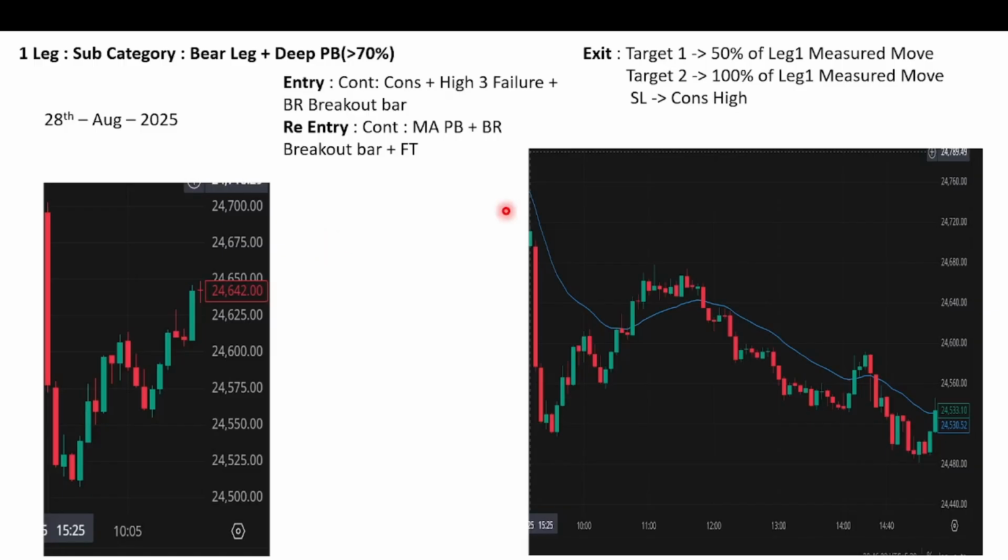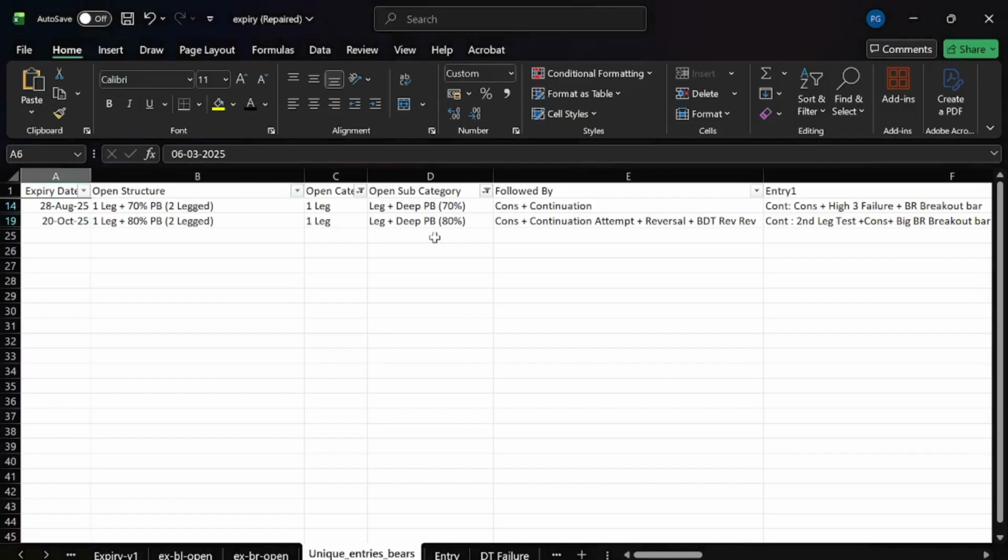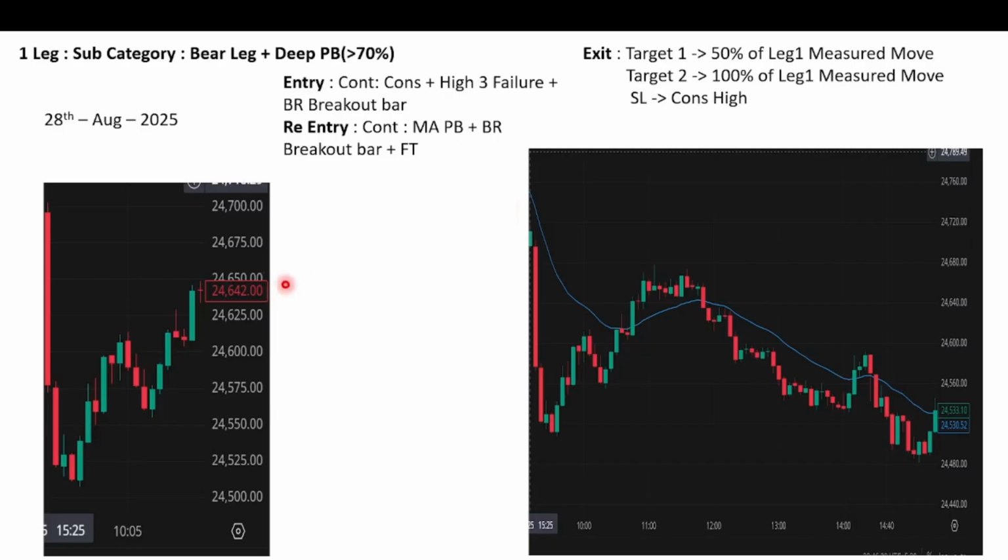But if we follow the rules, and if we had looked out for the rules and the scenarios that I have mentioned in the start of this video, you can actually take good profit from both of these days. So one is 28th August, bear leg followed by deep pullback of the bulls, which is almost 70% of the pullback, and this pullback is 2-legged. Whenever the pullback in any one direction is greater than 50%, then you should be open to look for the trades in the opposite direction as well.